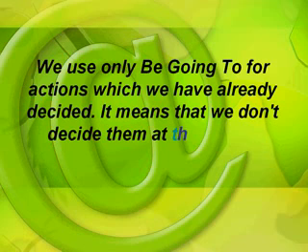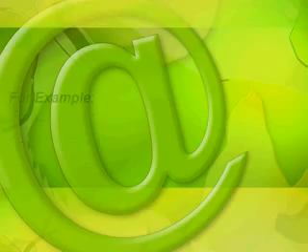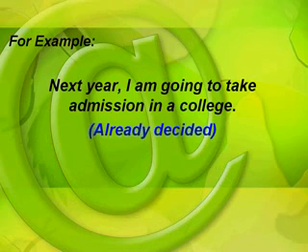We use only be going to for actions which we have already decided. It means that we don't decide them at the time of speaking. For example, next year I'm gonna take admission in a college. This sentence shows that I have already decided this thing, and I'm not deciding it when I'm saying this sentence. It's a pre-planned decision. I've already decided to do this thing.